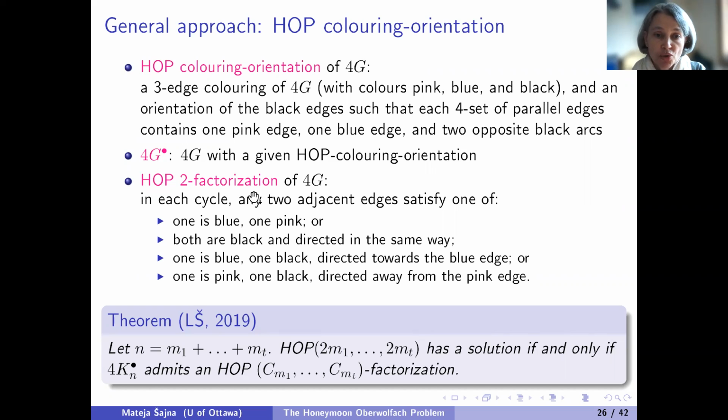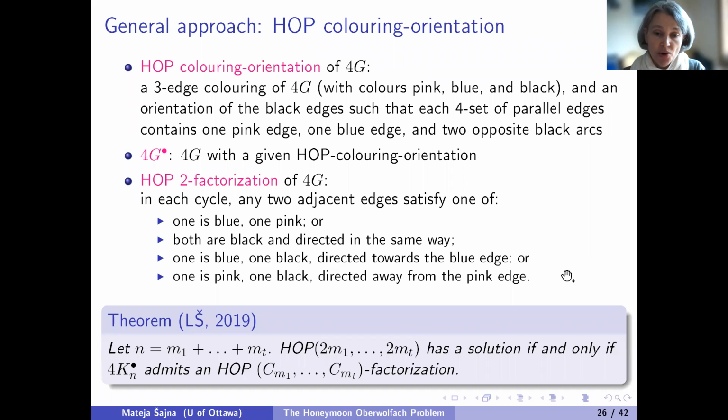And we'll call a 2-factorization an HOP 2-factorization of the 4-fold graph G if in every cycle, every 2 adjacent edges satisfy one of these properties, the properties that we just observed, namely that for any 2 adjacent edges, one is blue and one is pink, or they're both black and directed in the same way, or one is blue and one black, and the black is directed towards the blue, or one is pink and one black, and the black is directed away from the pink edge.